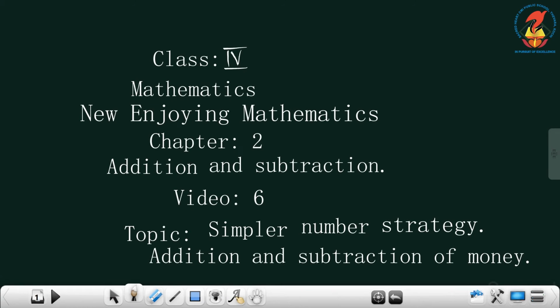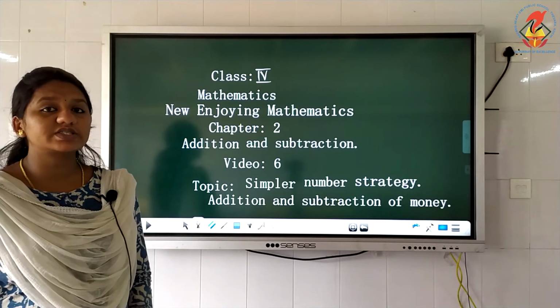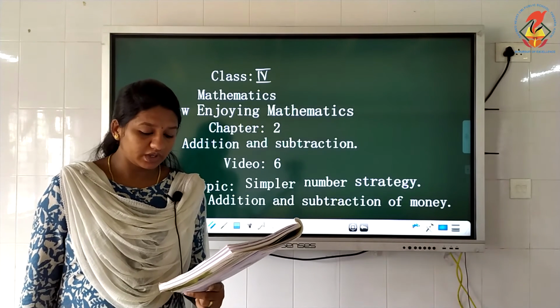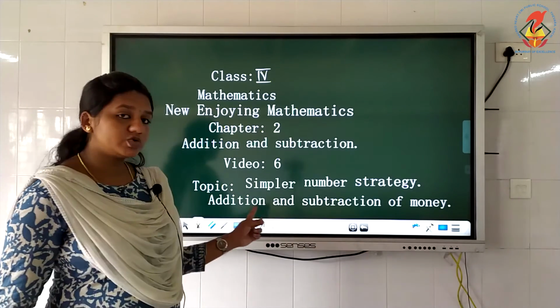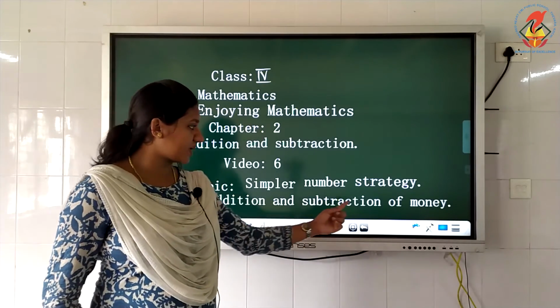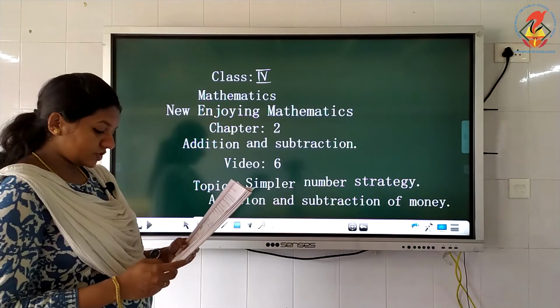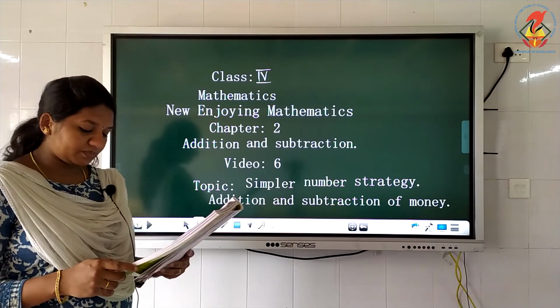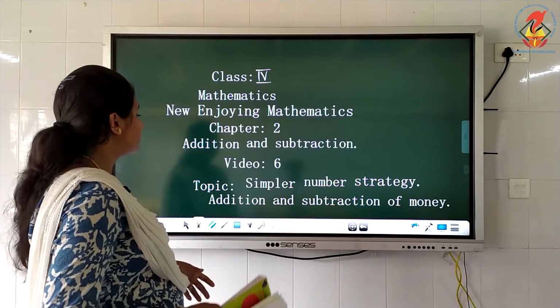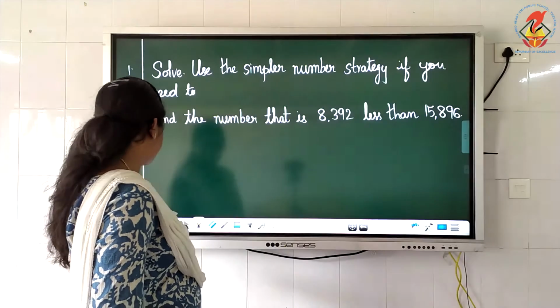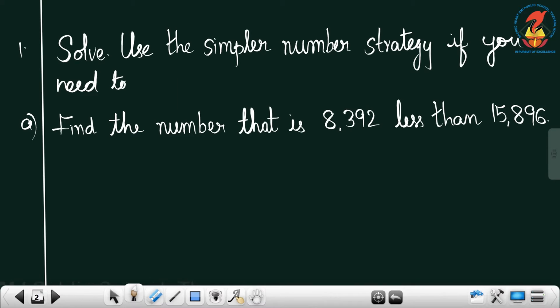Hi children, today we are going to discuss the questions of textbook page number 43 and also we discuss addition and subtraction of money. So all of you take textbook page number 43, similar number strategy. Solve. Use the similar number strategy if you need to.